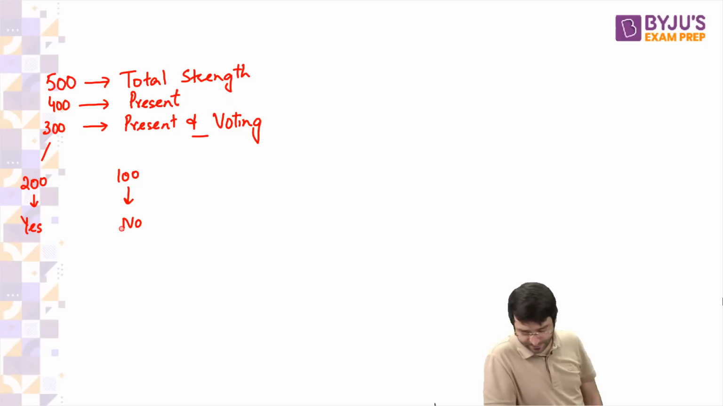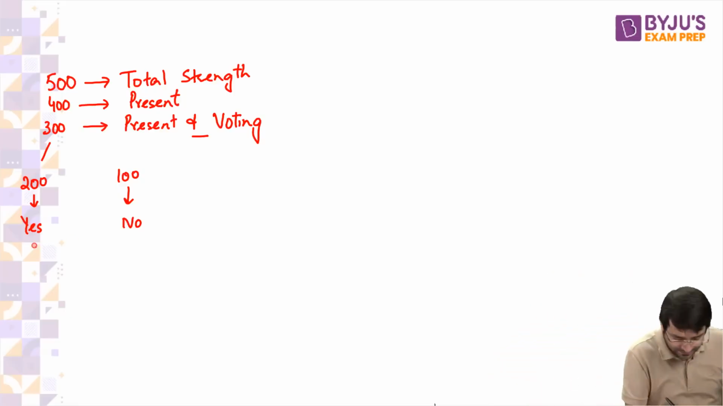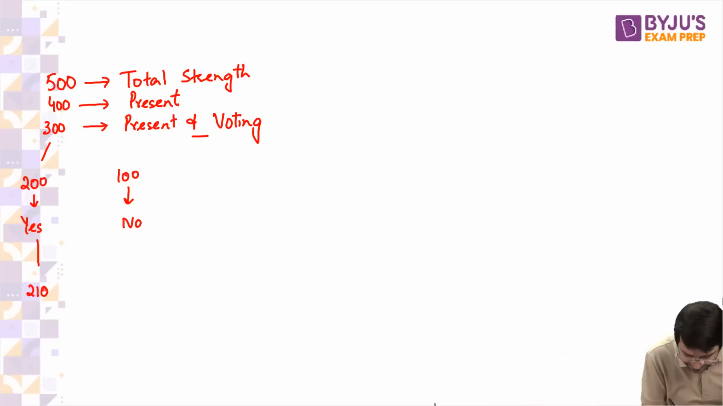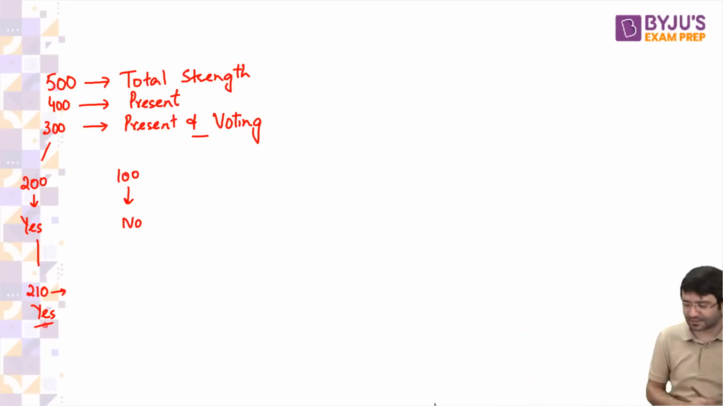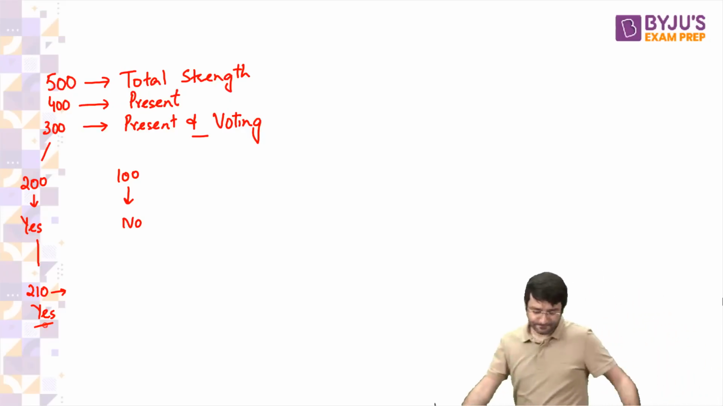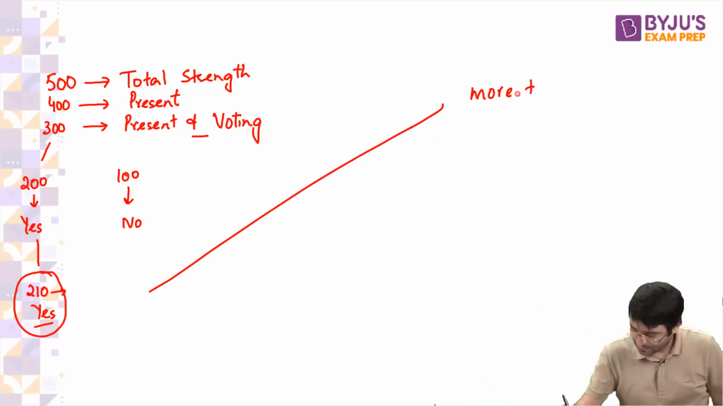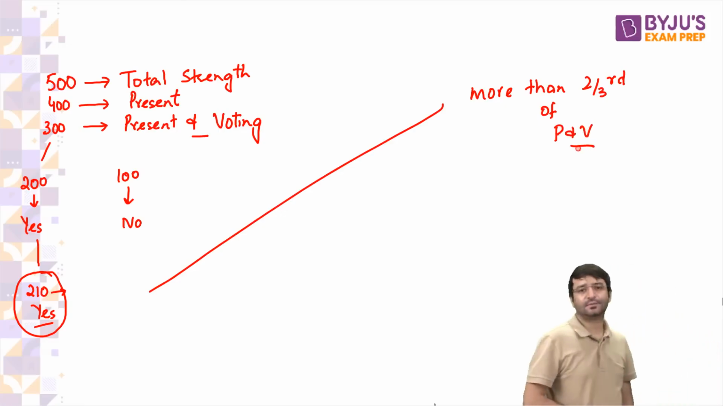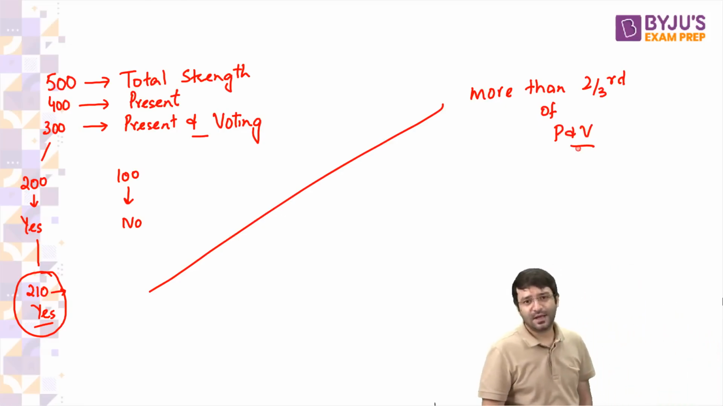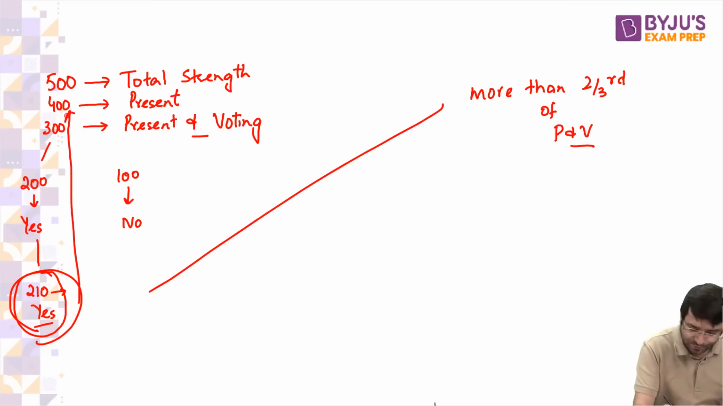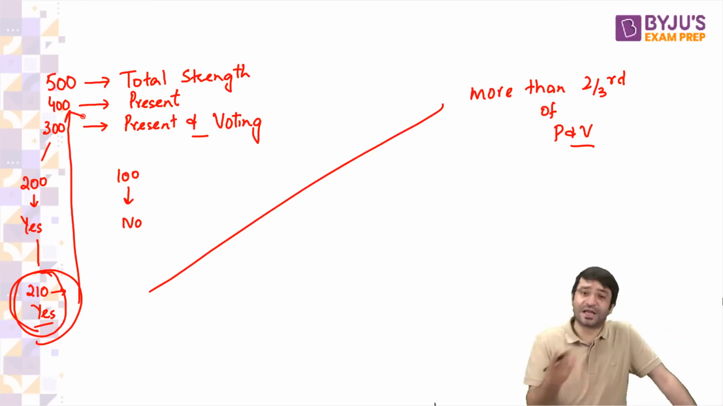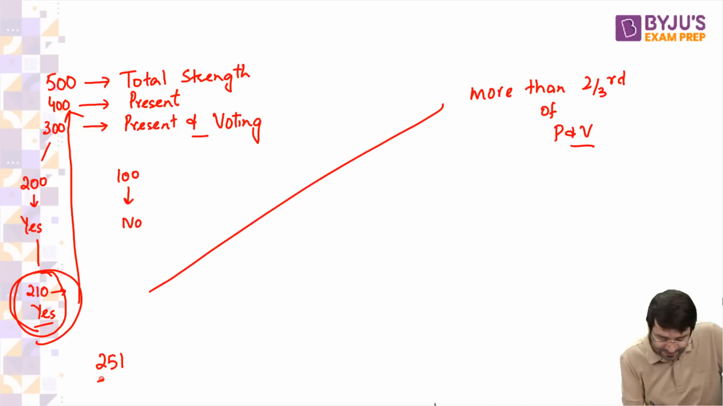No, no, no. Everybody is right. Very good. Let's say 210 say yes. Will this bill be passed? More than two-thirds of members present and voting? Yes. But is 210 absolute majority? No. Because absolute majority is 251.